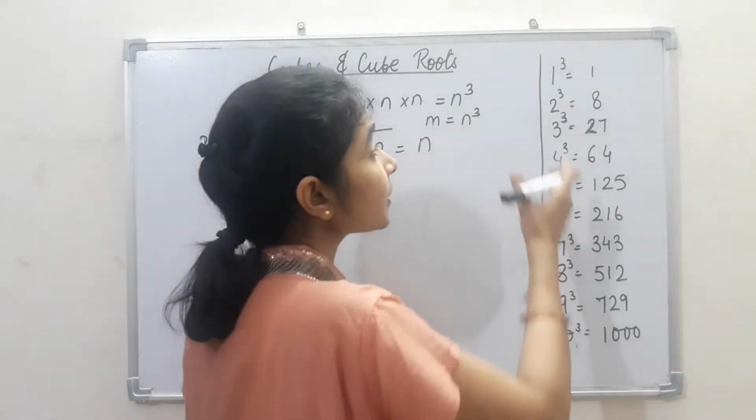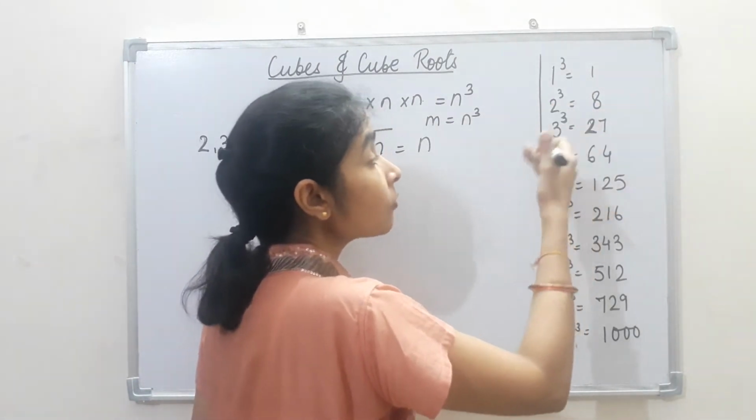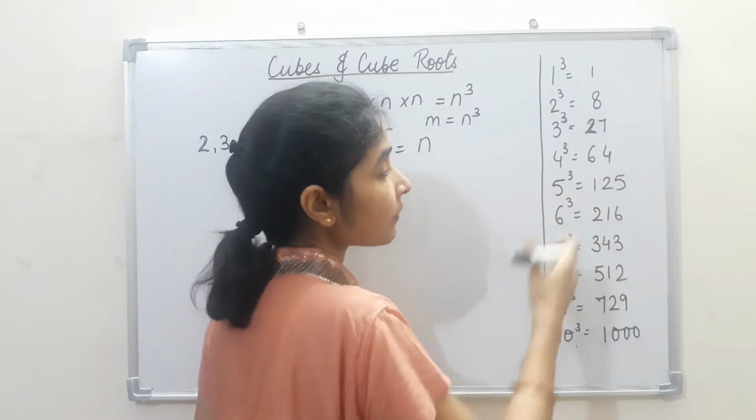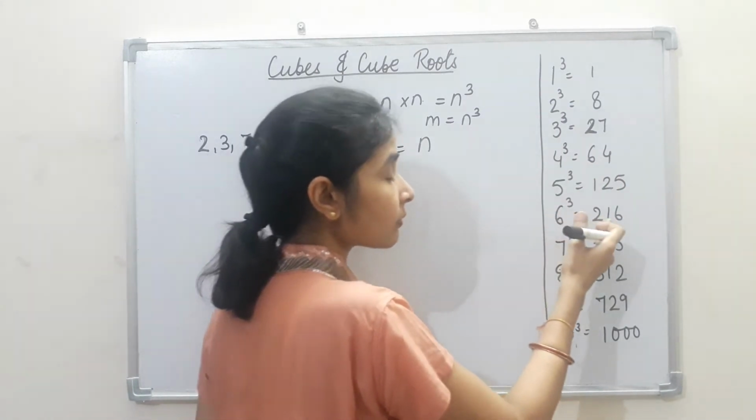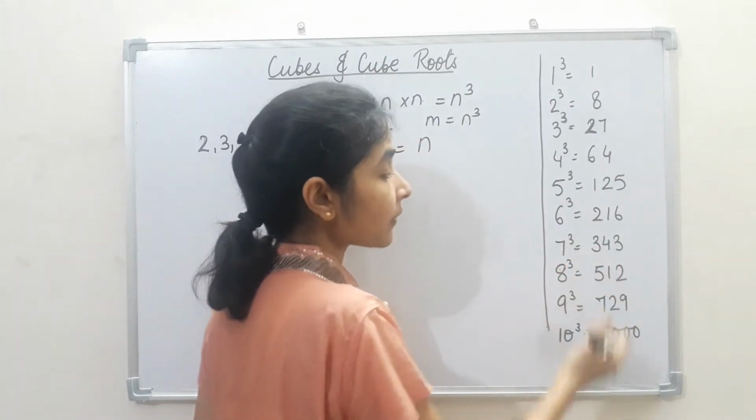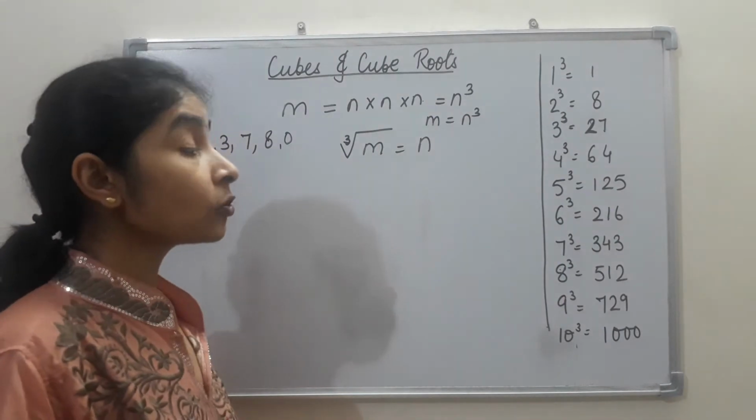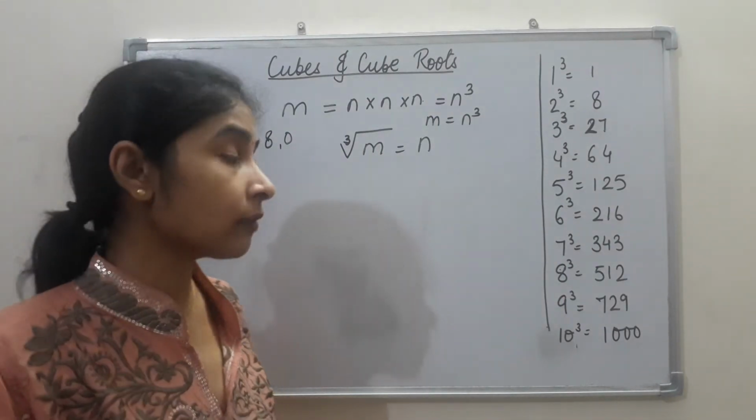Then let's see the cubes. The cube of 1 is 1 itself. The cube of 2 is 8. 3 is 27. 4 is 64. 5 is 125. The cube of 6 is 216. The cube of 7 is 343. The cube of 8 is 512. The cube of 9 is 729, and the cube of 10 is 1000.